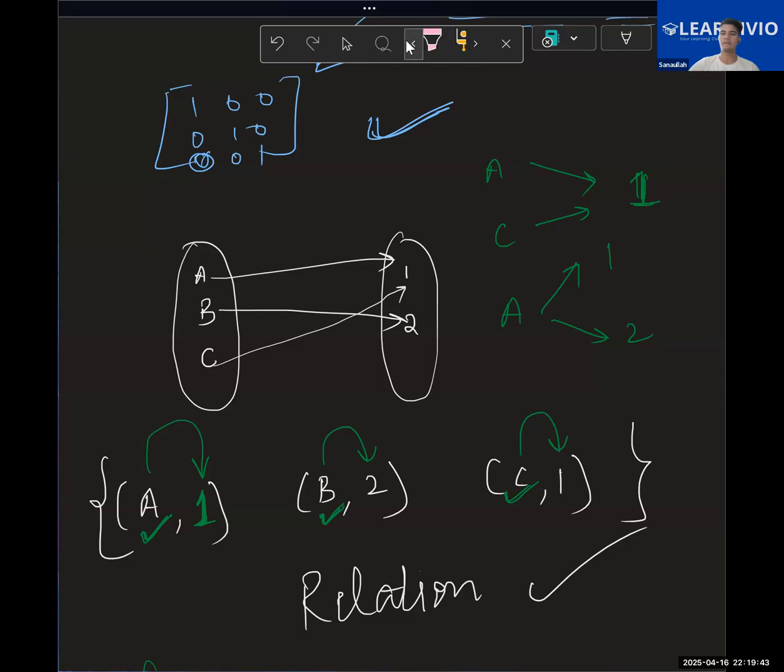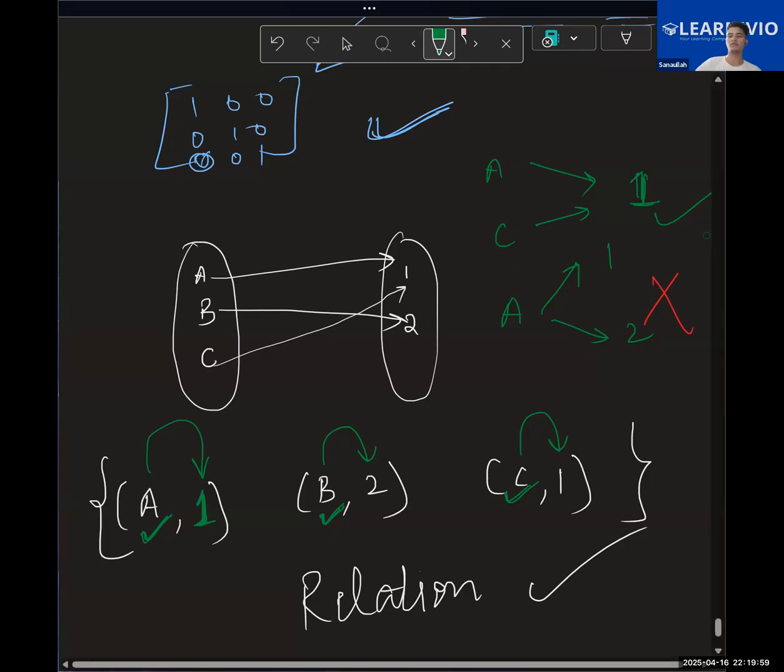This is not a function, but this is a function. An element of a domain cannot have multiple images. Like A can't have one and A can't have two. But two different elements of the first set can have the same image. I told you this in the very first class, when I was taking the diagnostic test. Is this clear?